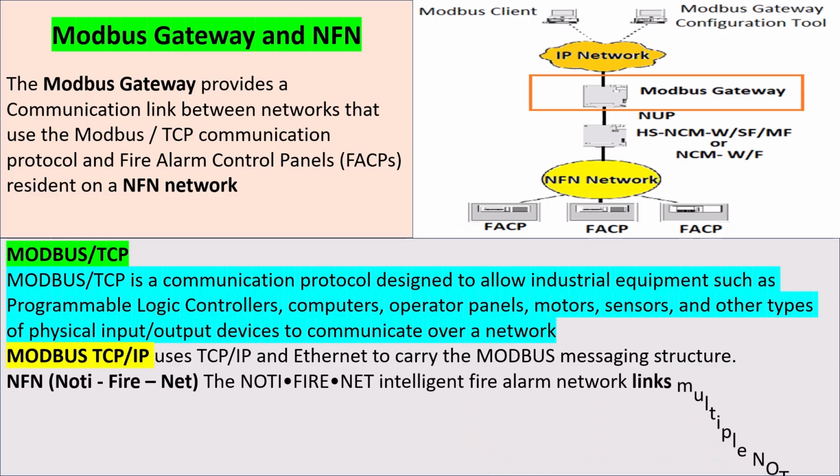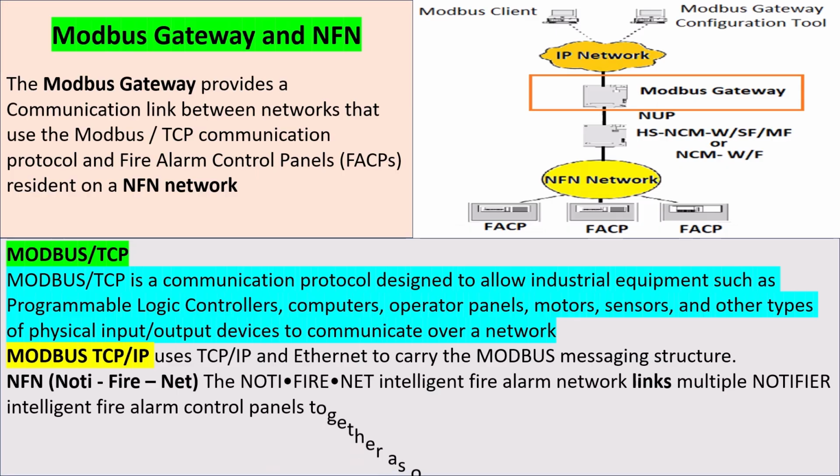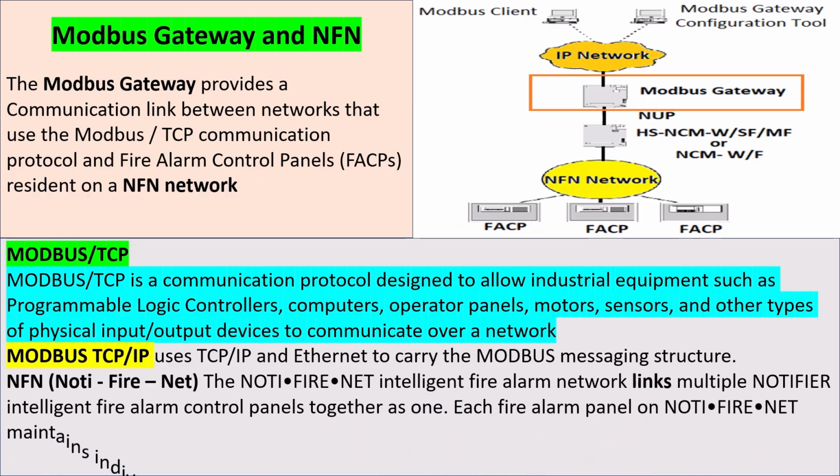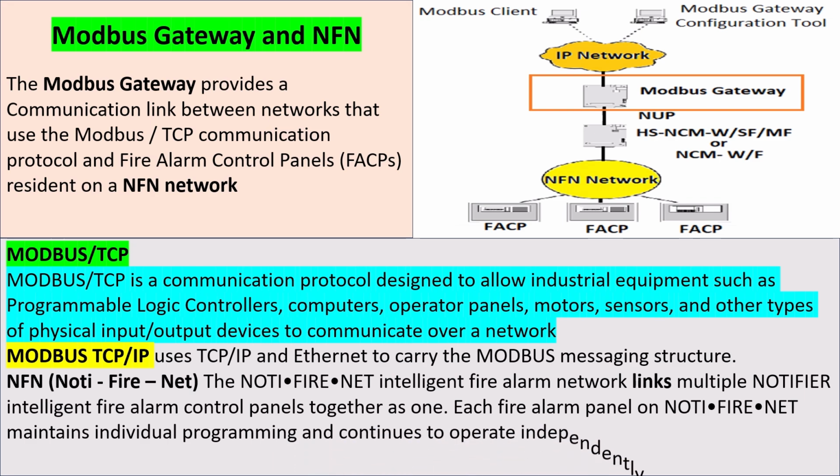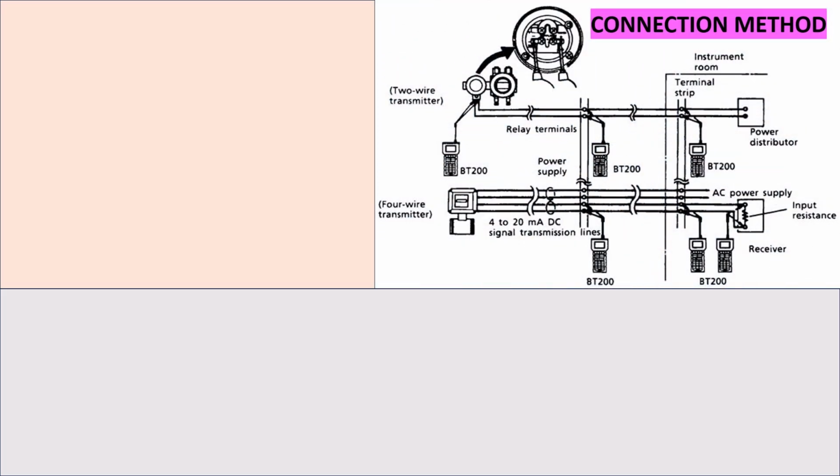NFN, Notifier Net. The Notifier Net Intelligent Fire Alarm Network links multiple Notifier Intelligent Fire Alarm control panels together as one. Each fire alarm panel on the Notifier Net maintains individual programming and continues to operate independently yet cohesively as part of a unified network. Here's the connection method.